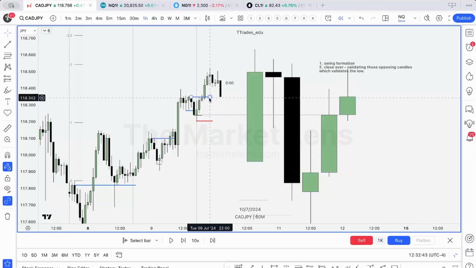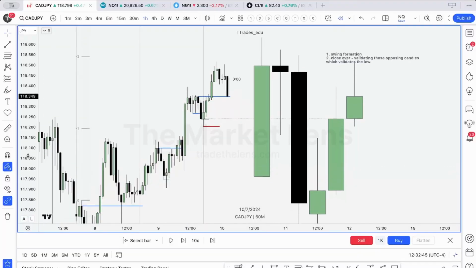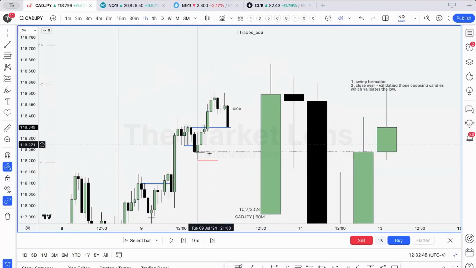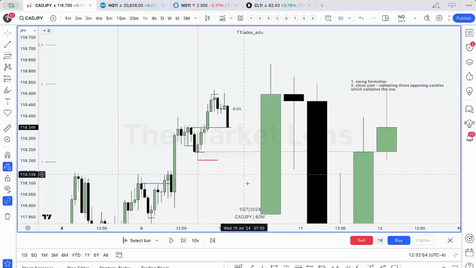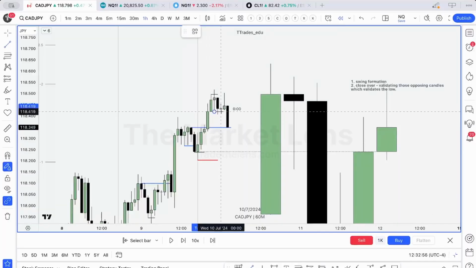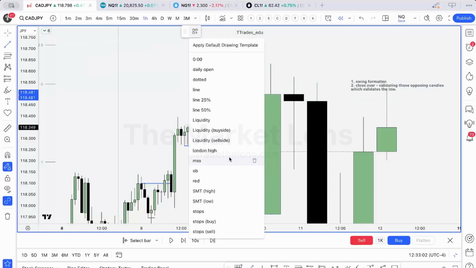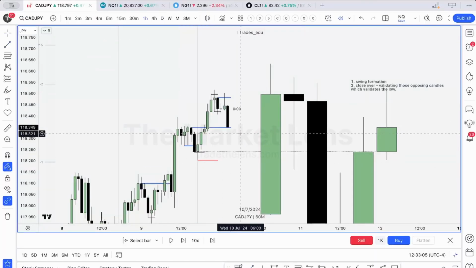Well, we'll go take a look at this little example here, or this reversal, right? What do we notice? We can't close over here. Okay, that's our first little sign that we could get a retracement. Now here, we start to form a swing. When would that be validated? When we close over here, but what happens? We don't close over, we close back inside the previous range, and then we go lower, right?